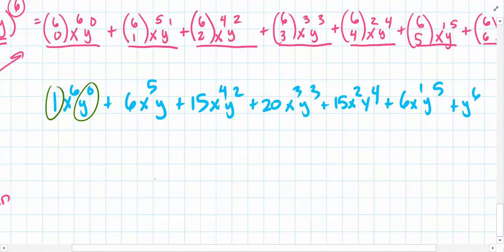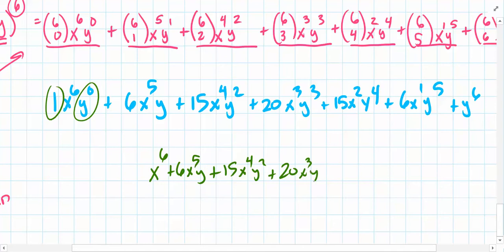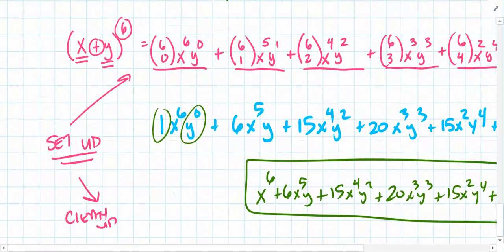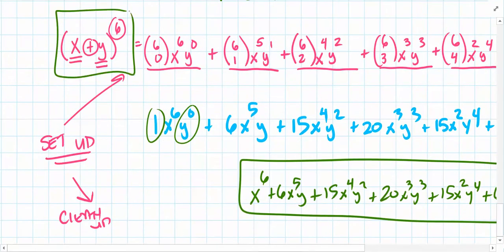So when I'm all said and done, my answer is just this: x to the 6th plus 6x to the 5th y plus 15x to the 4th y squared plus 20x cubed y cubed plus 15x squared y to the 4th plus 6xy to the 5th plus y to the 6th. So that would be the binomial expansion of x plus y to the 6th.